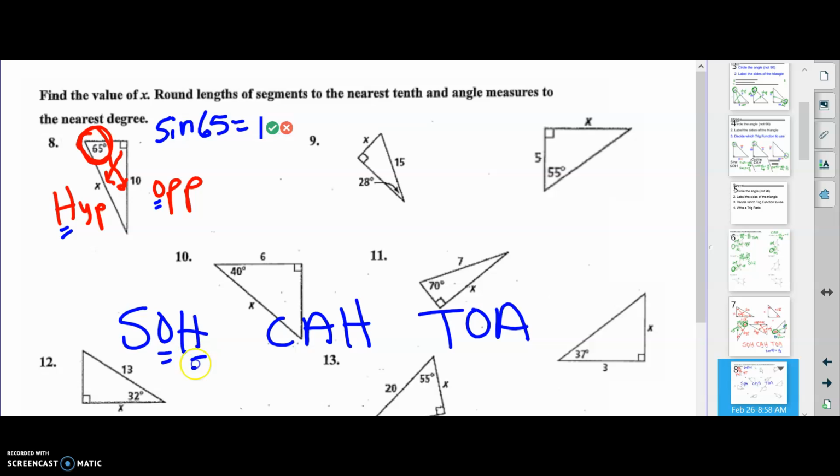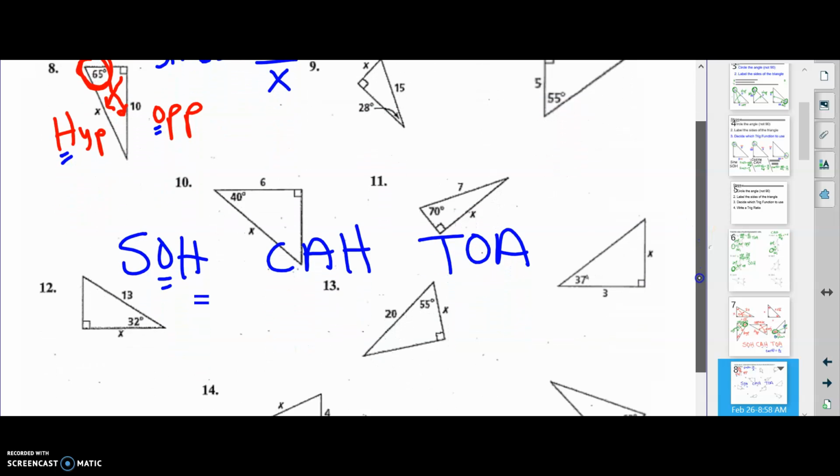Then my mnemonic says H, so my H comes last. My H, the hypotenuse, is the X. And that's all we're doing, we're just writing the ratio. In regular class next time, we'll be figuring out how to solve that and how long X is. All right, let's try another example here.